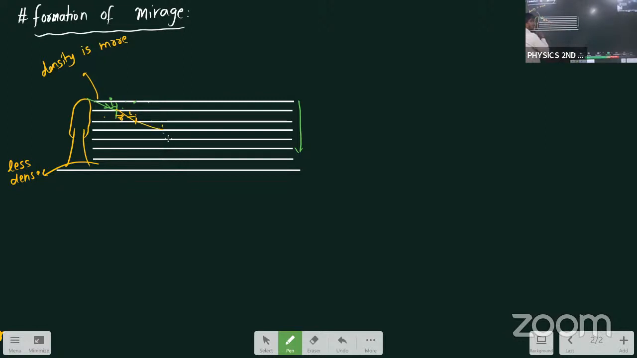Again, it is going to another layer. Again, this becomes some angle of incidence. Again, it will move from denser medium to rarer medium, and again it will move away from the normal. At one particular point, this is an important point, at one particular point, what will happen? The angle of incidence will become greater than the critical angle. Assume that that is this point.